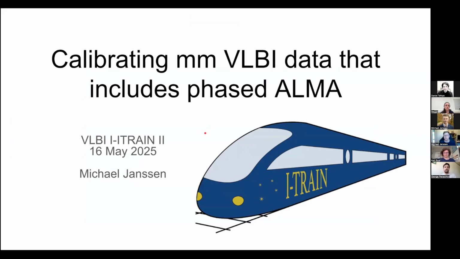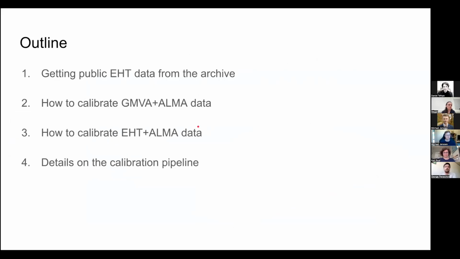Okay. Yes, so my name is Michael Jansen, and I'm an assistant professor at Radboud University in Nijmegen in the Netherlands. I'll be talking about the following points. First, how you can get public EHT data from our archive. Then how you can calibrate the GMVA data that George was just talking about, and how you can then calibrate EHT data. That's a bit more involved, but in principle uses the same or similar steps as for the GMVA data. Those will mostly be about the mechanics of how you can run these things, which steps you need to take.